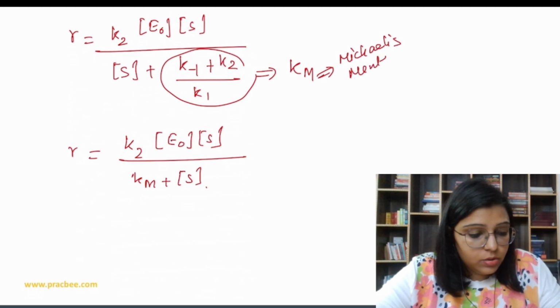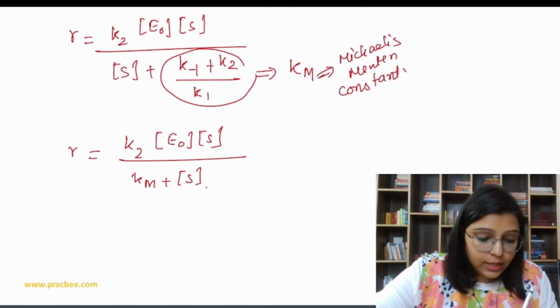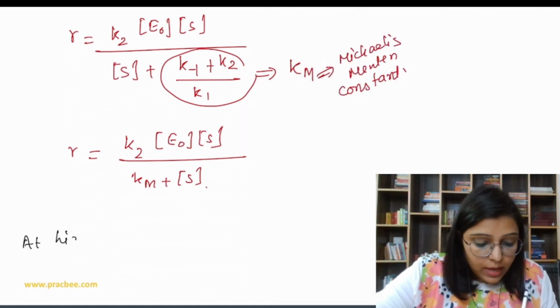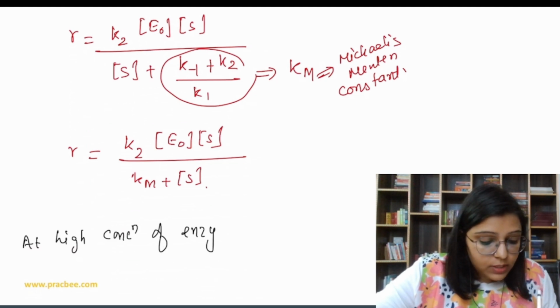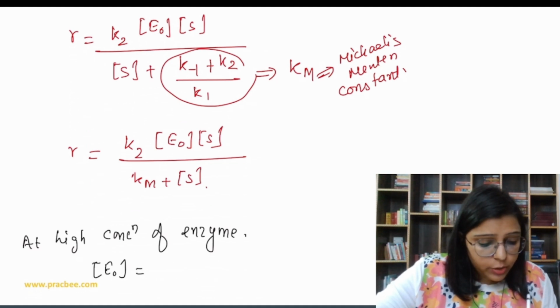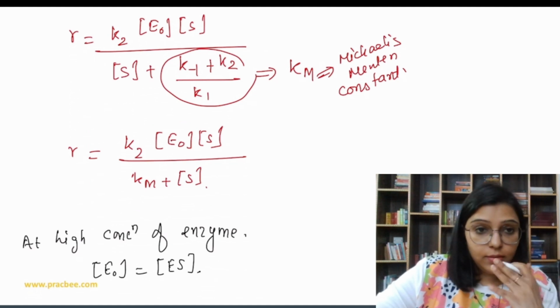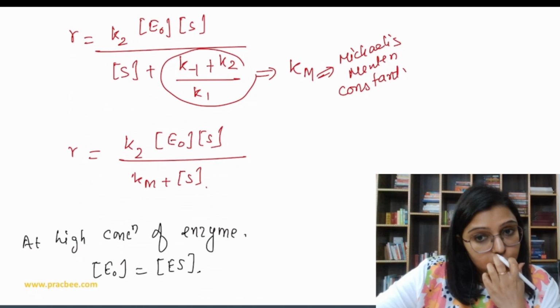Michaelis-Menten constant. Now in this we are going to put some assumptions. Suppose at high concentration of enzyme, so if we have high concentration of enzyme, then what happens? E naught concentration is equal to ES, because now enzyme forms activated complex, the enzyme-substrate complex, which can further convert into the product.